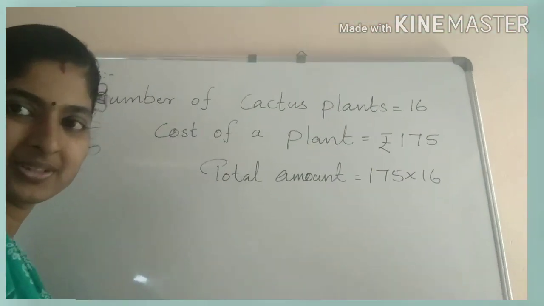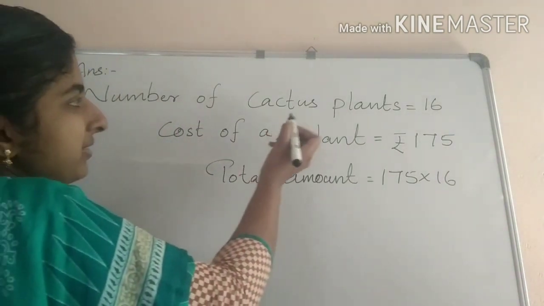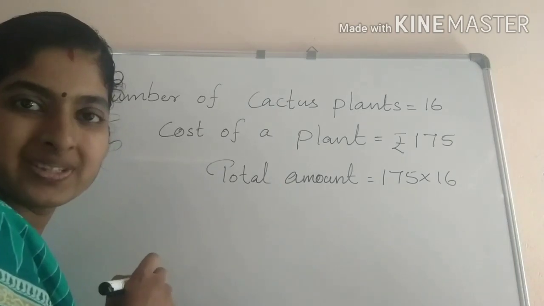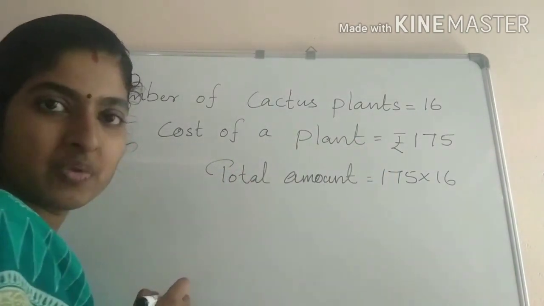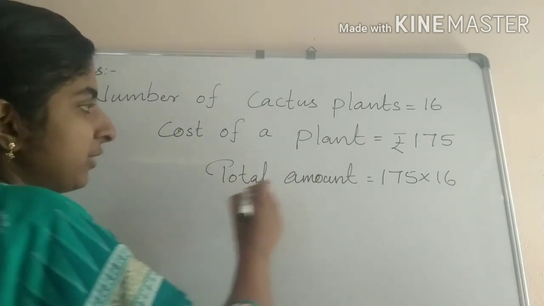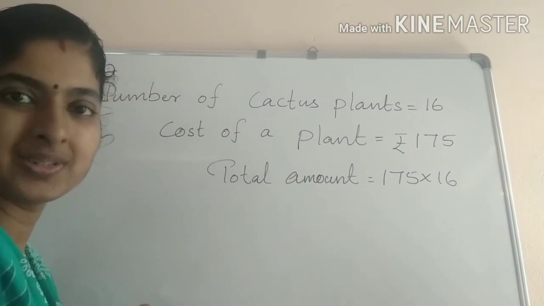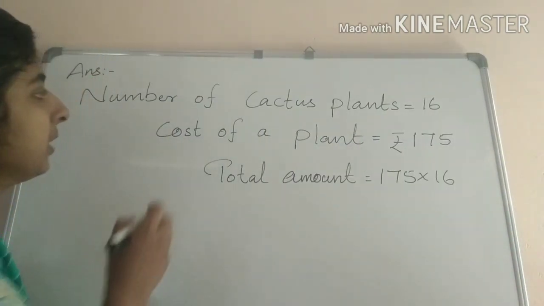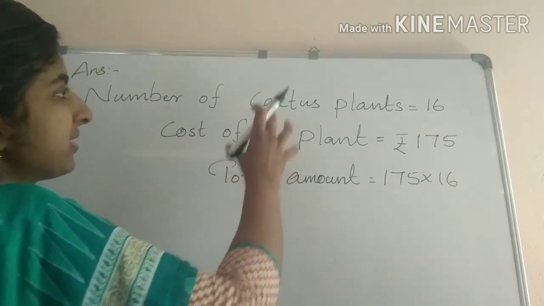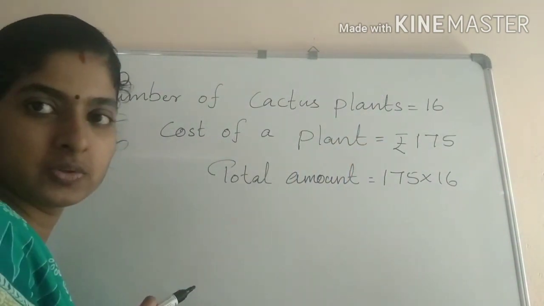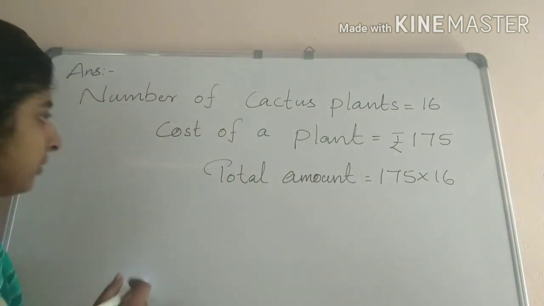Okay. The answer of the first question. See, number of cactus plants is equal to 16. Then, cost of a plant is rupees 175. Then total amount is equal to 175 into 16. Here the cost of one plant is given. We have to find the amount for 16 plants. That is multiplication.